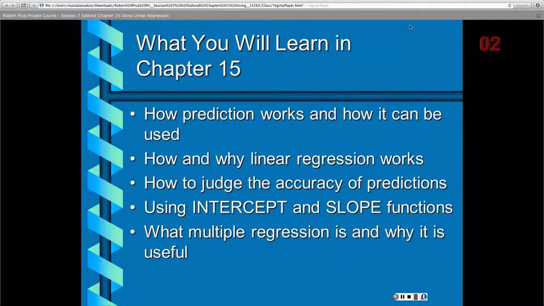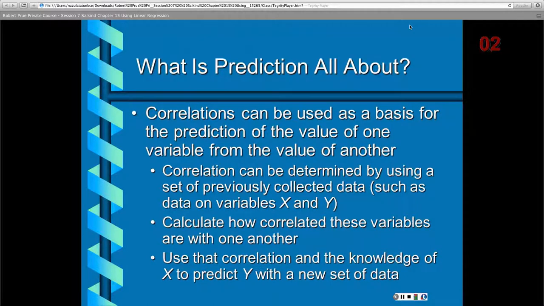Okay, so what is prediction? We're going to learn about the intercept and slope functions in Excel. And so I'm going to chew my way through those. They're these little detailed steps that we all just love to do, of course. And then I'm going to try to show you, if I have enough time, how to do it using a different program called R. Prediction.